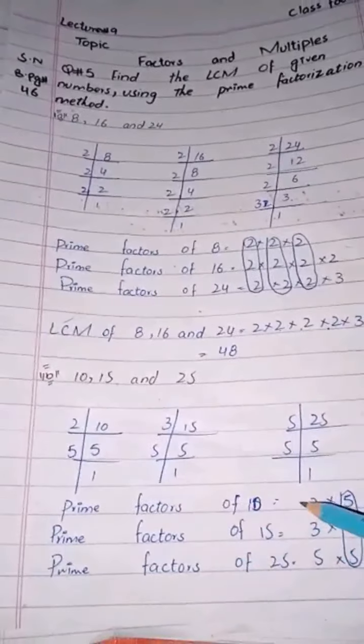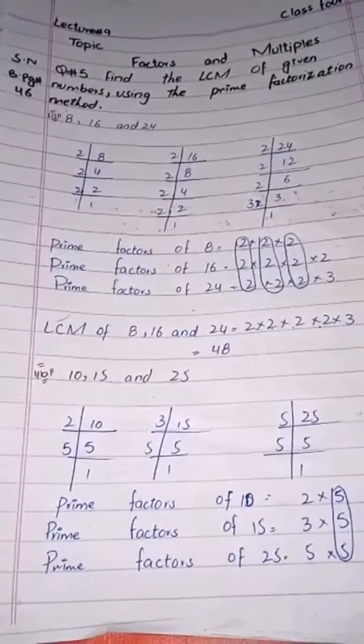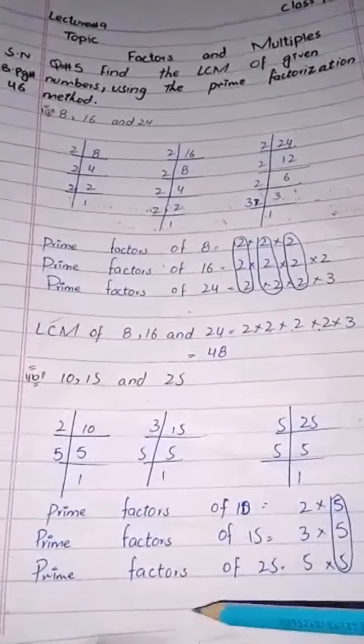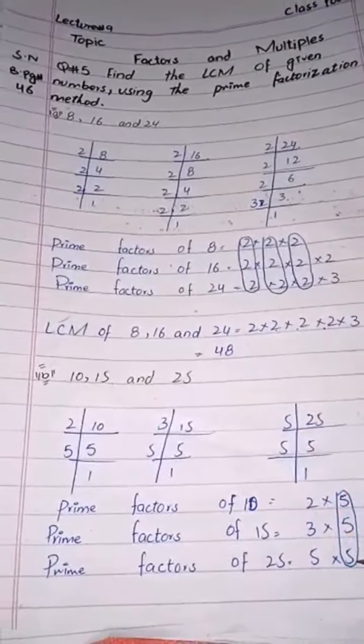Okay, prime factors of 10 is 2 multiplied by 5. Prime factors of 15 is 3 multiplied by 5. Okay, prime factors of 25 is 5 multiplied by 5.